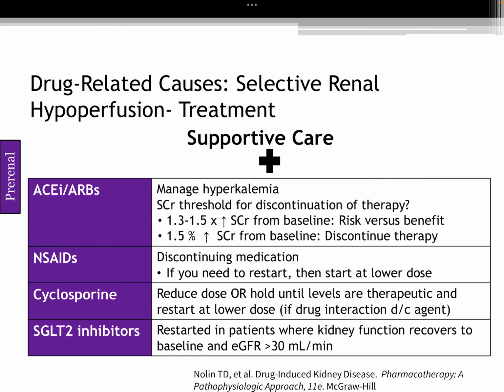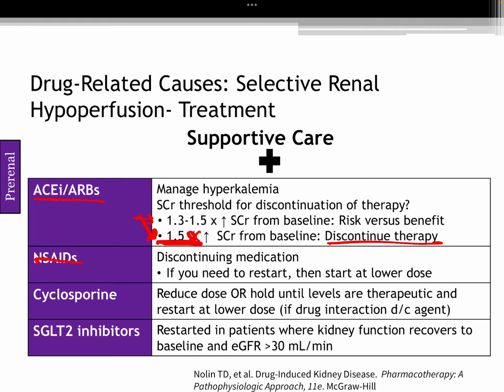For the treatment, so ACEs and ARBs can increase your serum creatinine. Once it gets to 1.5% above the baseline, so that actually should be 1.5 times above the baseline, that's when you should consider discontinuing therapy. If it's between 1.3 to 1.5, you can evaluate the risk versus benefit. NSAIDs, you should discontinue the medication, and if you do need to restart, start a lower dose. Cyclosporine, you reduce the dose or hold until the level is normal and restart at a lower dose, and then DC any interacting agents.